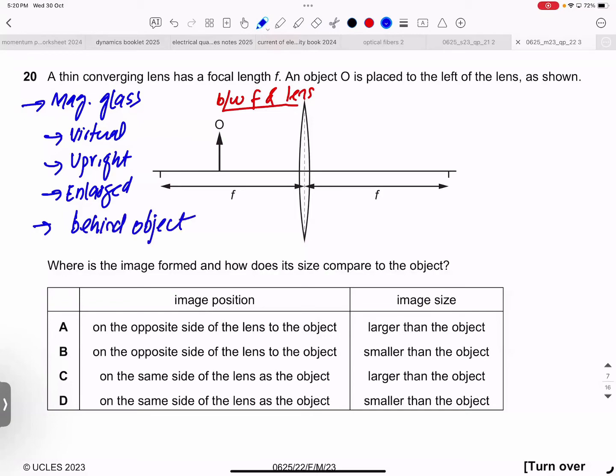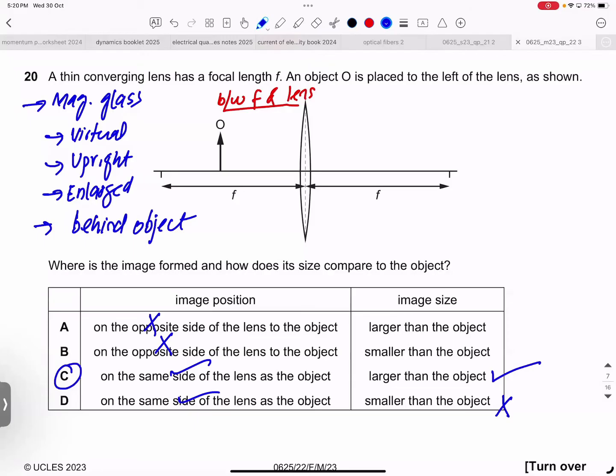Which statement is correct? Image is on the opposite side? No. It will be on the same side. So image is larger? Yes. Smaller? No. C.